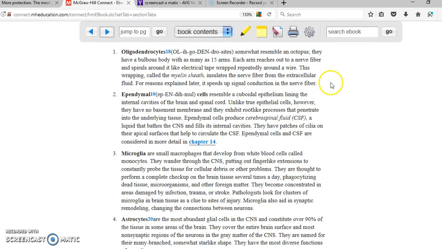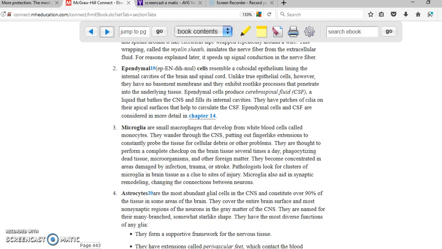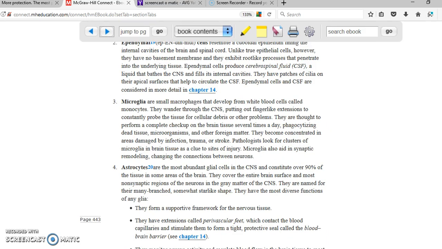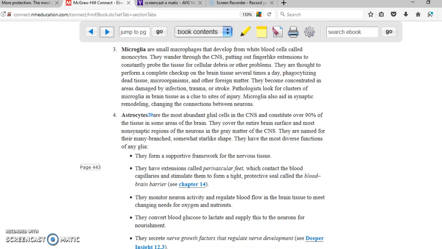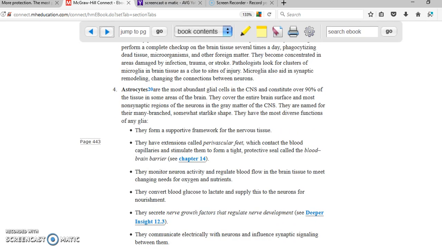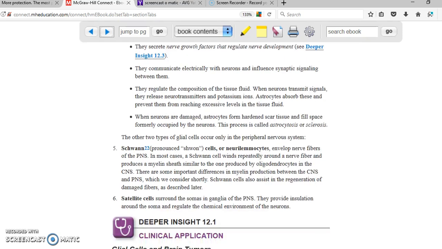So then what other cells do we have? We already mentioned oligodendrocytes. We have ependymal cells. They produce the cerebrospinal fluid. Microglia, they fight infections, for example. Astrocytes are going to have important functions, such as the ones that you have right here. One of them is the blood-brain barrier, very important in the function of the nervous system. You can see here all the different functions. Again, you can skip all this part if you learn the function directly that you have in that little table.